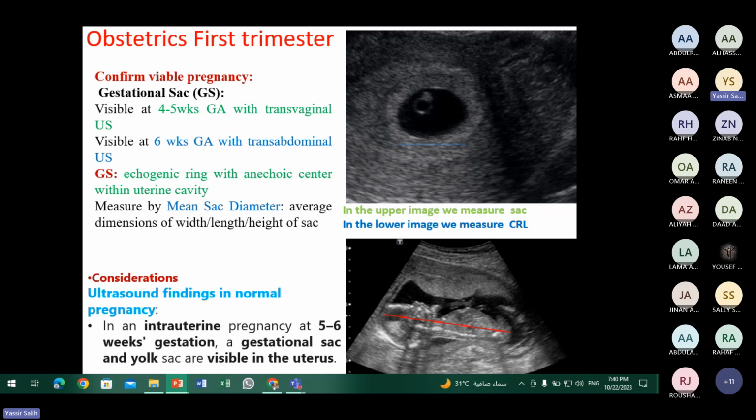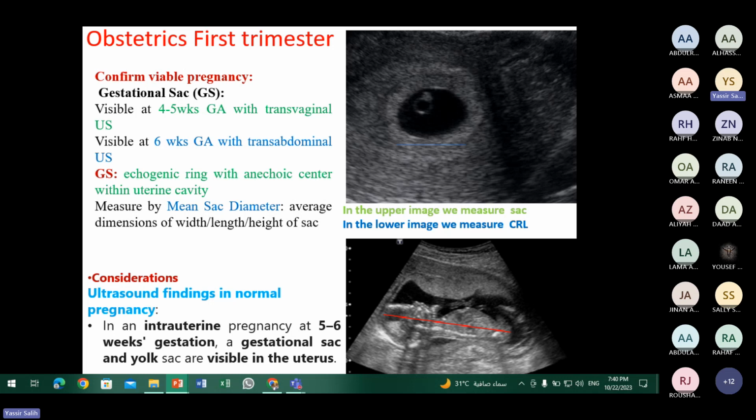How to confirm whether this is pregnancy or not? Beta HCG. Yes, HCG from the serum can be done for assessment of this pregnancy. And also you can confirm this pregnancy by ultrasound.